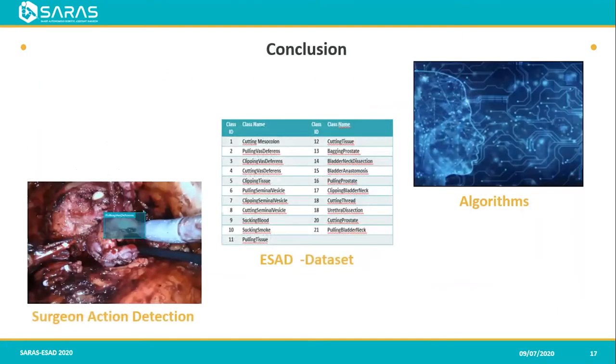In conclusion, the task of surgeon action detection in the robotic prostatectomy procedure led to the creation of an endoscopic surgeon action detection dataset, whose purpose is to provide a benchmark for the medical computer vision community in order to develop and test algorithms for surgical robotics. To the best of our knowledge, this challenge presents the first benchmark dataset for action detection in the surgical field and paves the way for the introduction of partial autonomy in surgical robotics.